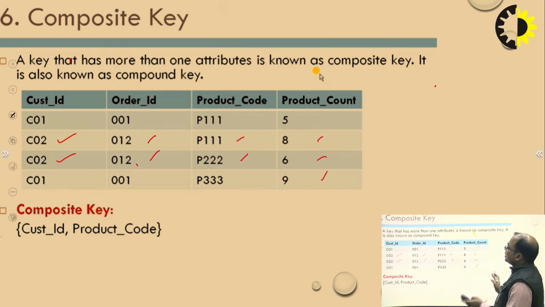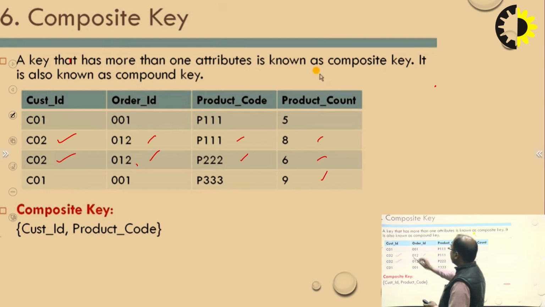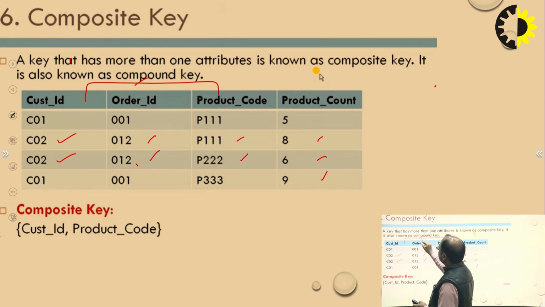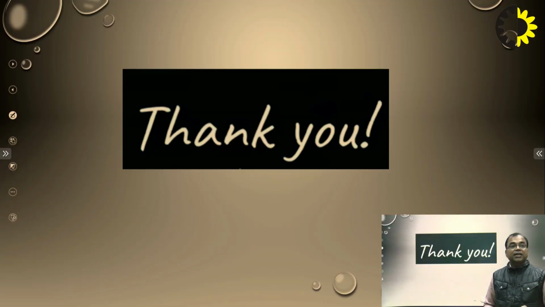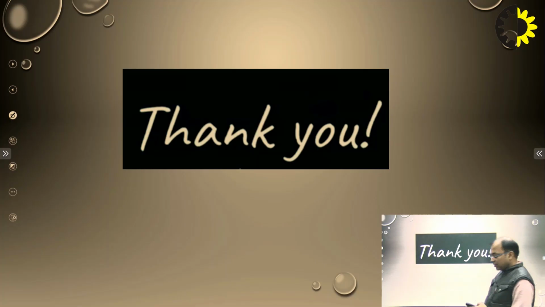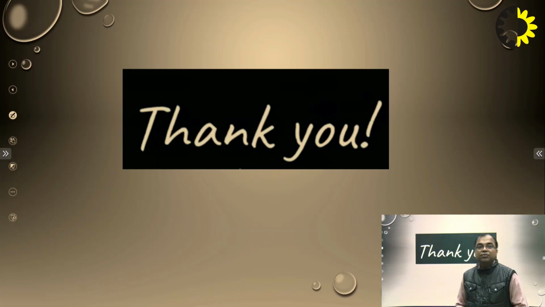So here we can say that there is no primary key which uniquely defines the tuples, but we can find it with the help of a composite key. Now customer ID and product code, when we combine them, then we can say they uniquely define the tuples. So the composite key in this case is customer ID and product code. We can make more than one composite key, no need that there is only one composite key. Clear? So thank you all of you. This is all about your keys.